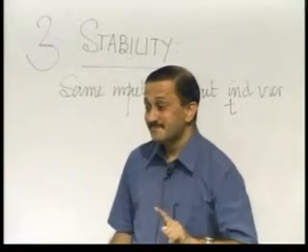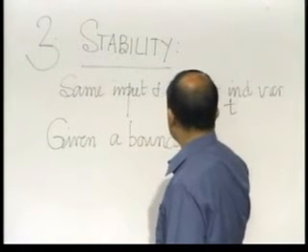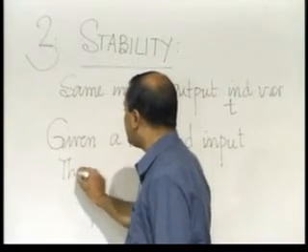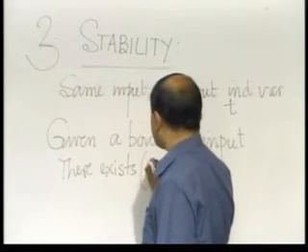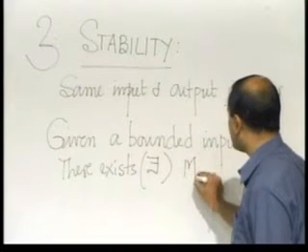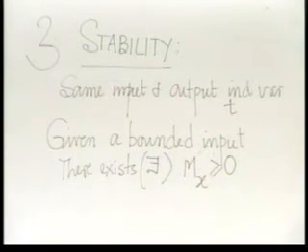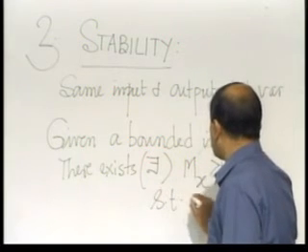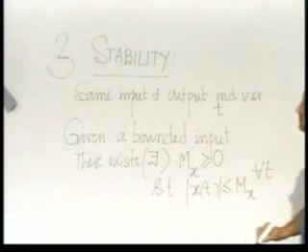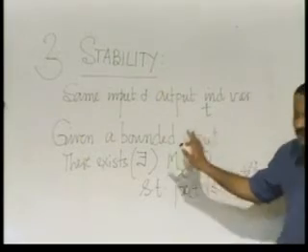Now, what does stability say? Given a bounded input. What is a bounded input? An input where there exists, now I am going to introduce some notation, a positive constant, let's call it Mx, greater than 0 or greater than or equal to 0. It's a real number. There exists an Mx greater than or equal to 0 so that mod of x(t) is less than or equal to Mx for all t. Not the whole story. This is just the condition.